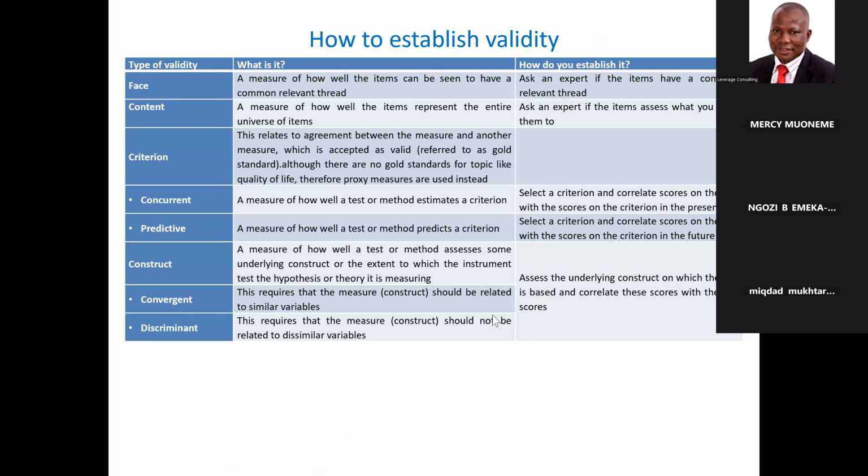So let's look at it vividly. Face validity is a measure of how well the items can be seen to have common relevance. The items in your questionnaire, as you go through them: say you were mentioning quality of life, are those questions on quality of life or something else? You say you are doing quality of life, but you are asking questions more like perception or knowledge. Have you heard of this one? Are you aware of this? That is not quality of life.